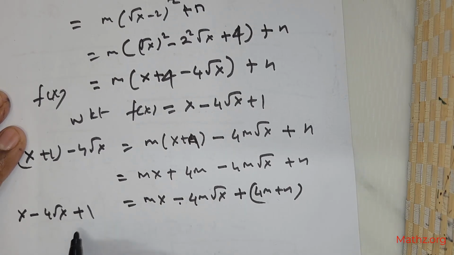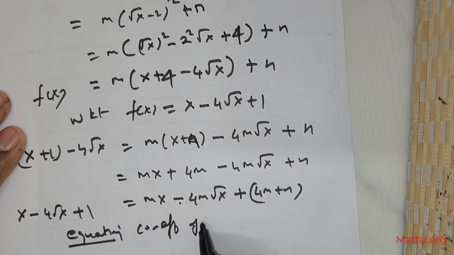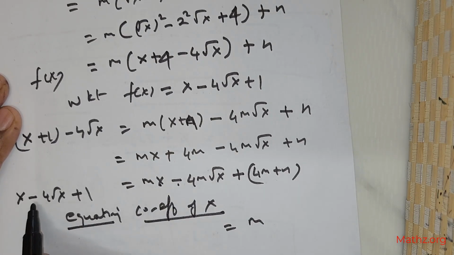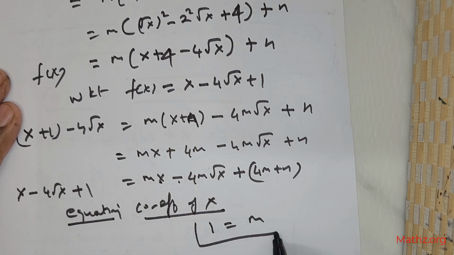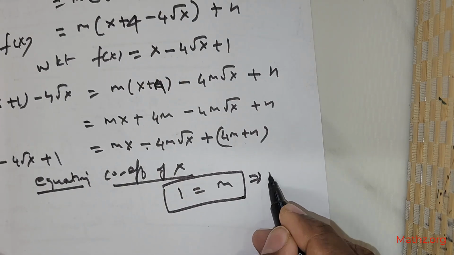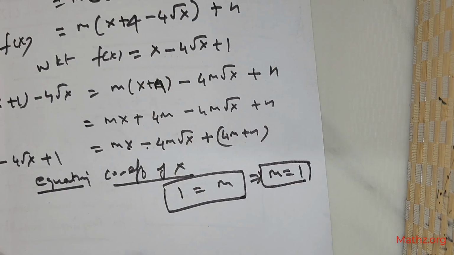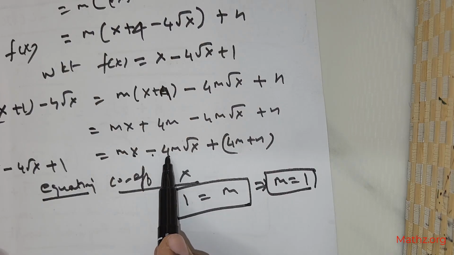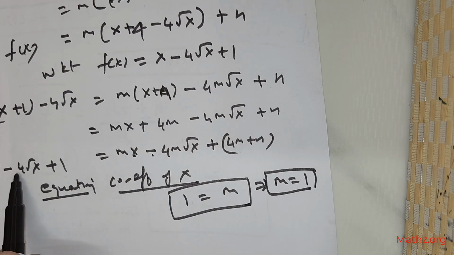Now equating the coefficients of x. So what do you get here? Coefficient of x here is m, coefficient of x here is 1. So this means m is equal to 1, that's one value. Now coefficient of root of x is negative 4m and coefficient of root of x is negative 4. So clearly m is equal to 1 again.